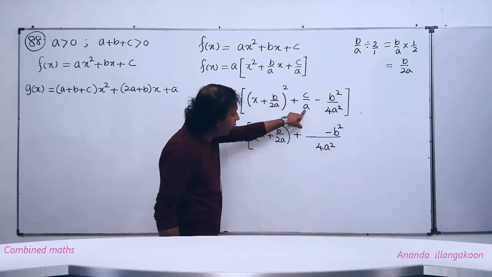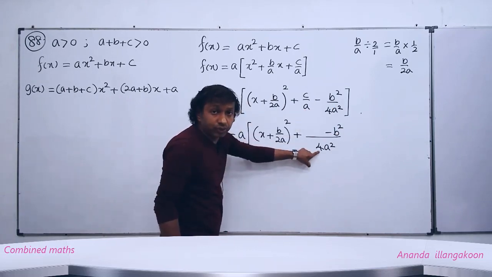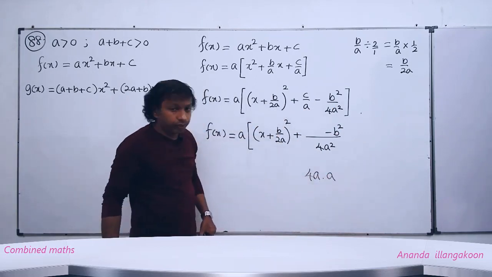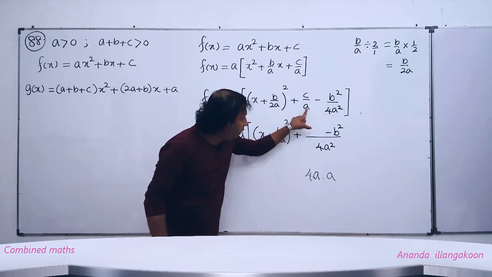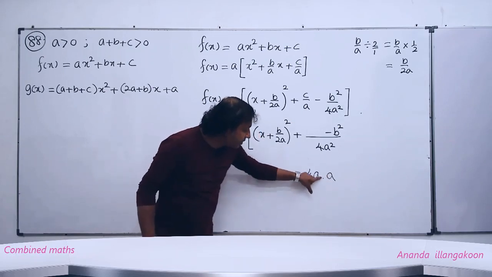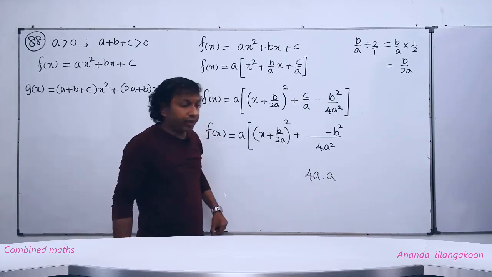But here we have only a. But our denominator is 4a squared. Then this 4a squared means 4a into a. In addition to this a, here we have another 4a. By that extra one, we should multiply this numerator. Then 4ac comes in here.